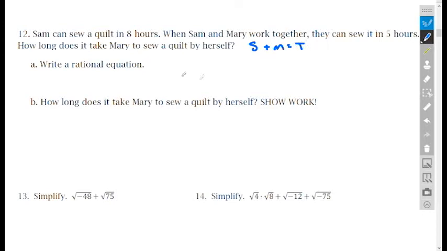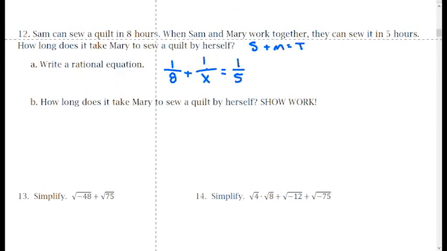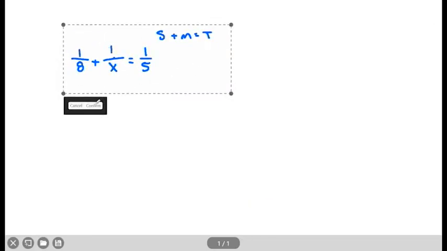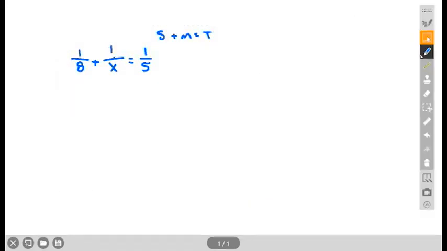Okay, so Sam's rate is 1 quilt in 8 hours. Mary's rate we don't actually know, so we'll just say she can sew 1 quilt, but we don't know how long it takes her to sew a quilt, so we'll say in x hours. However, we know that together they can sew 1 quilt in 5 hours. So if I can solve this equation, then I can see how long it takes Mary to sew a quilt by herself.